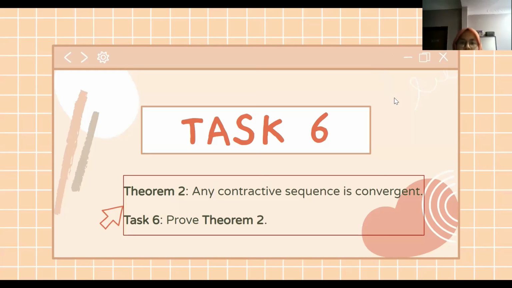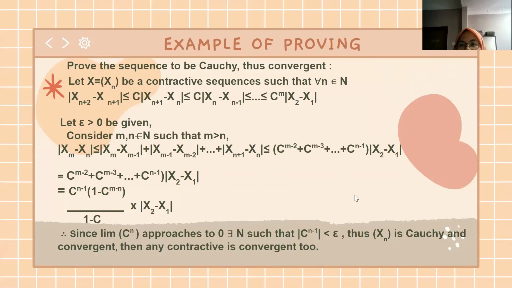Okay, so now we will discuss task 6. Given Theorem 2, any contractive sequence is convergent. In task 6, we need to prove Theorem 2. Now we need to prove the sequence to be Cauchy, that is convergent. Let x = (x_n) be a contractive sequence, such that n is an element of the natural numbers. So, we know this is a Cauchy sequence in general form. Now, we let epsilon more than 0 be given.